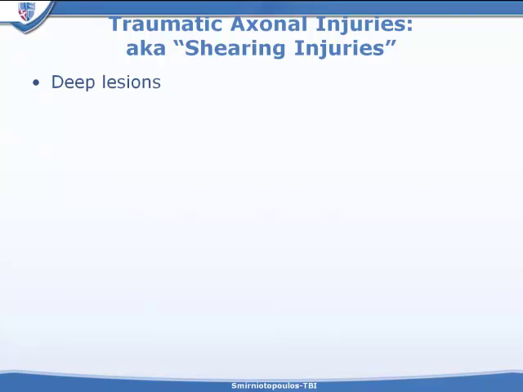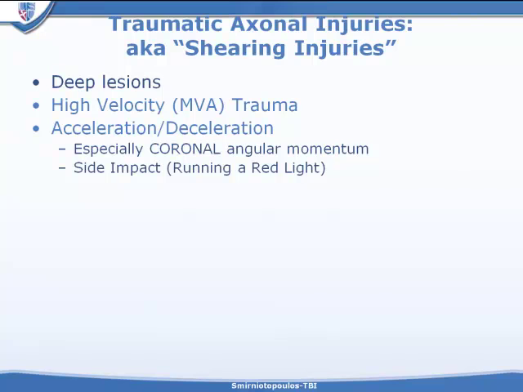We must also talk about what has been classically described as shearing injuries, what we might more properly describe as traumatic axonal injuries. These, by definition, are deep lesions classically associated with high-velocity motor vehicle trauma, oftentimes associated with an acceleration or deceleration in the coronal plane with an element of angular momentum. This is exactly what you would expect if a car runs a stop sign or a red light and broadsides another car, producing the classic T-bone effect.